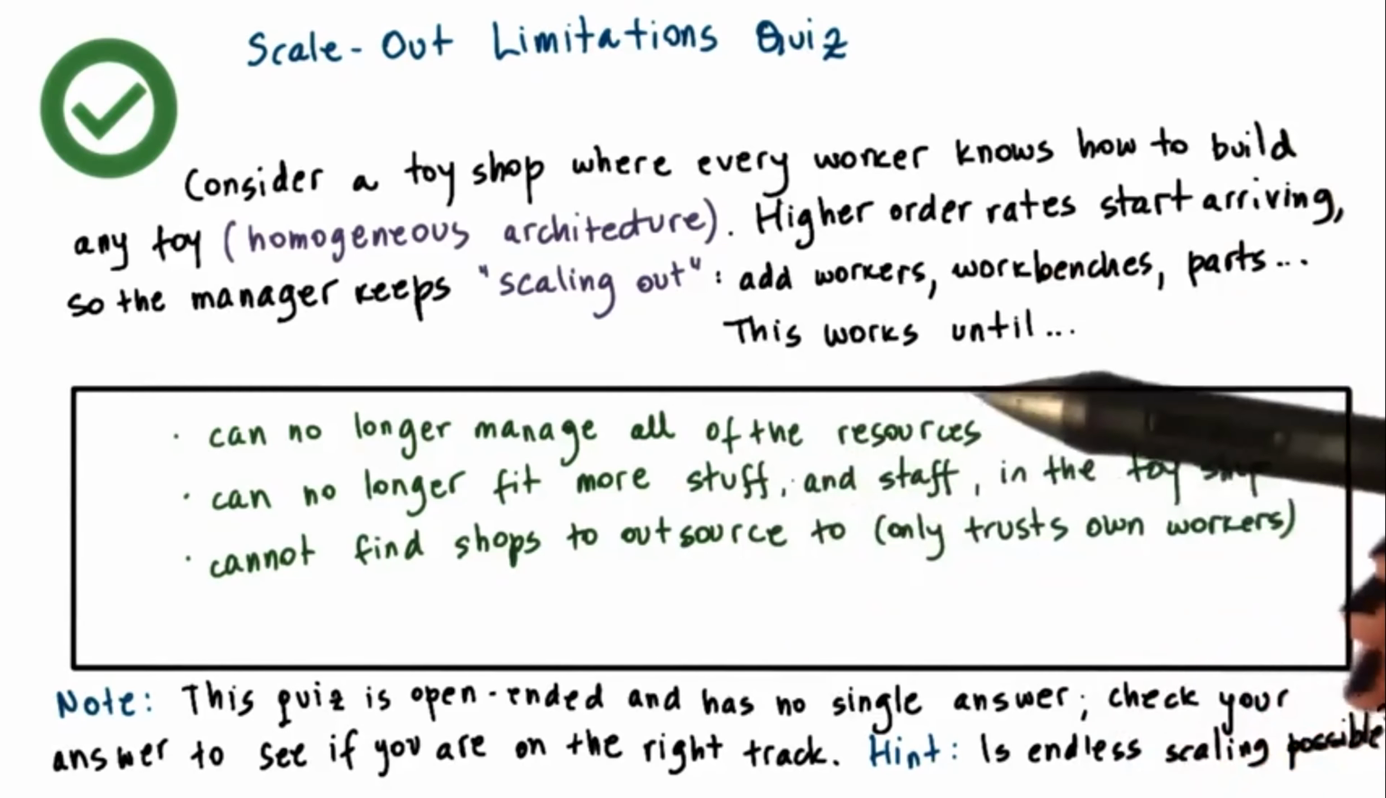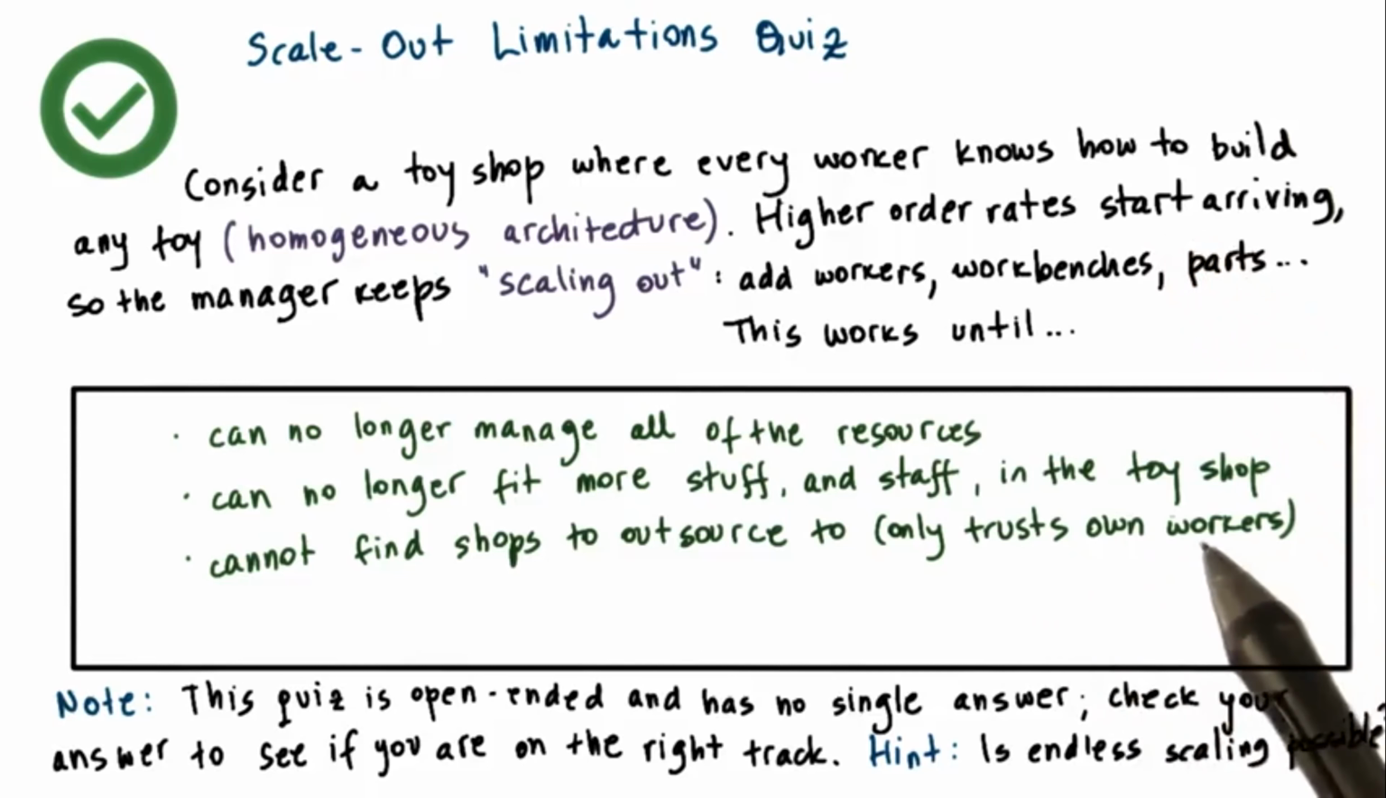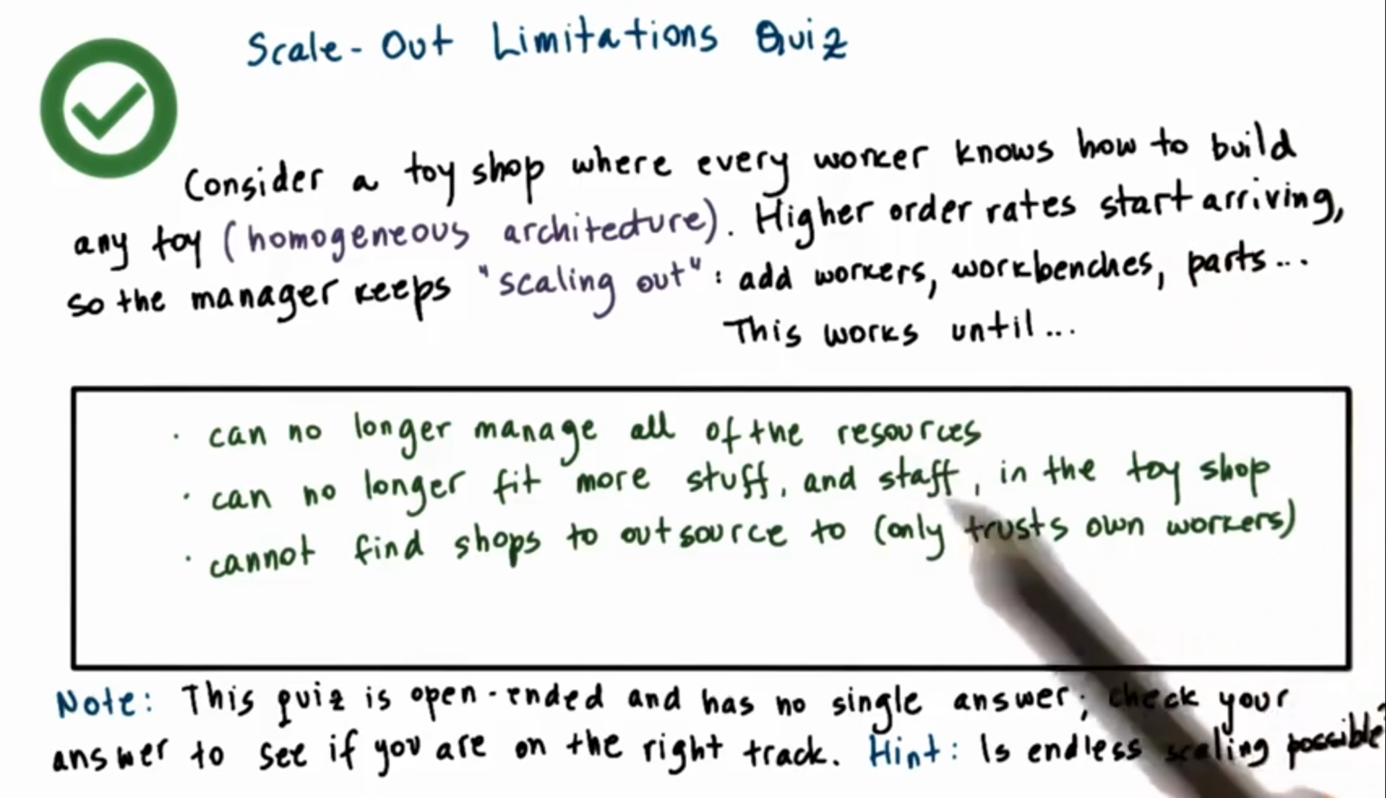Outsourcing could sometimes be an option. However, if the manager only trusts his own workers, then he will not be able to outsource those tasks, and that's going to pose some limits to the scale.